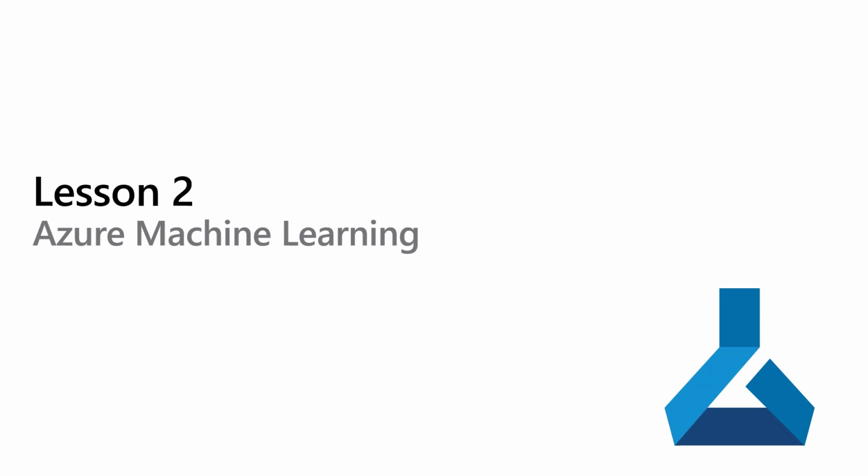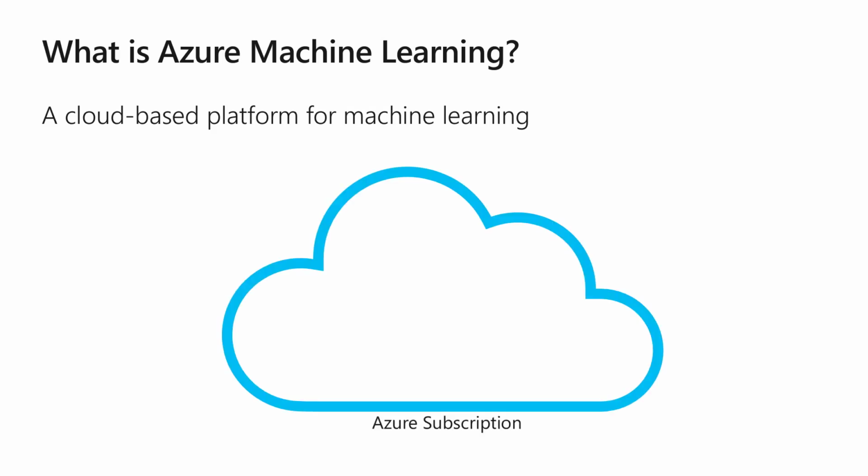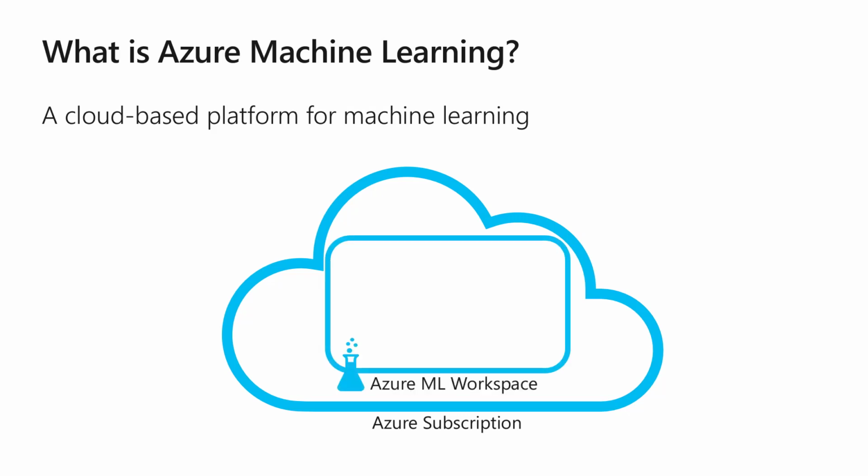Alright, so now that we've got some basic principles of machine learning under our belt, let's take a look at Azure Machine Learning. So what is Azure Machine Learning? Well, it's a cloud-based platform for machine learning, and to use it, you need to have a Microsoft Azure subscription. And in that subscription, you're going to create something called an Azure Machine Learning workspace. And that's a logical container for all of the resources that you need to manage machine learning projects.